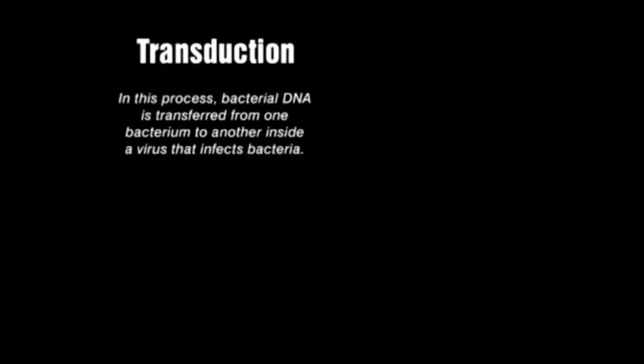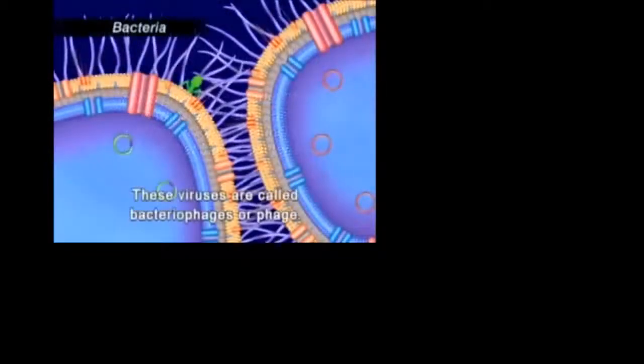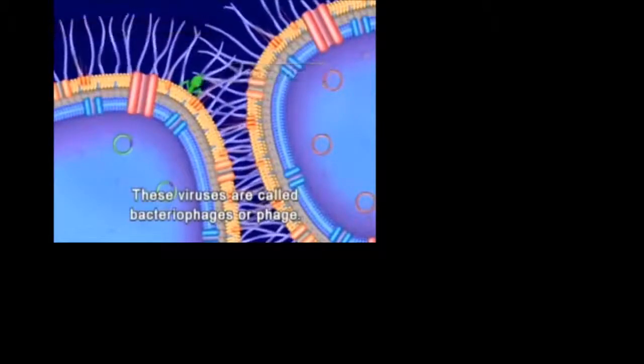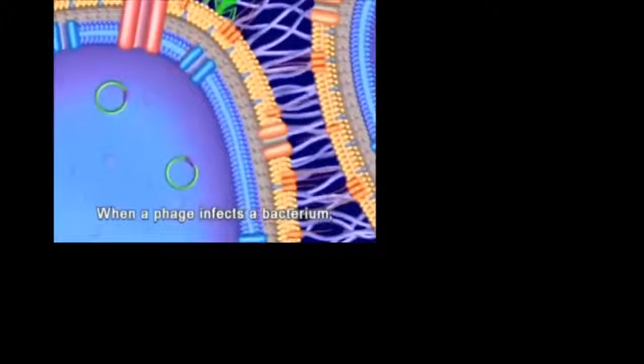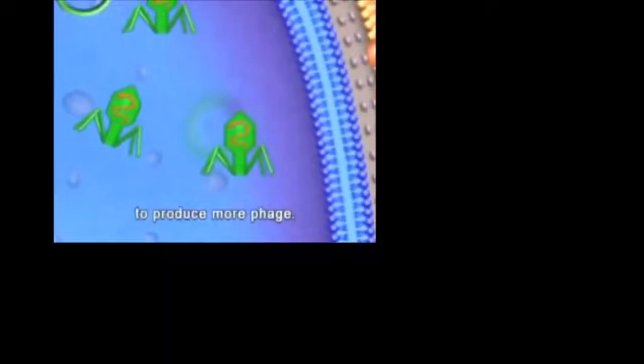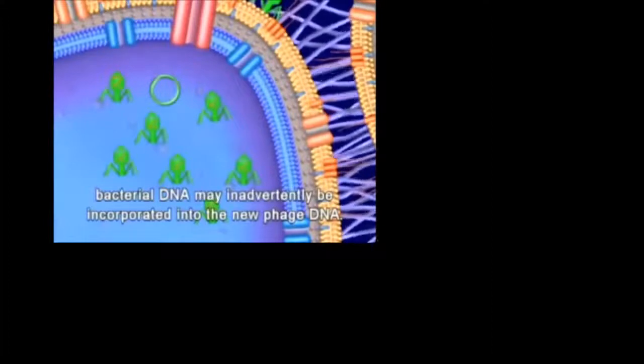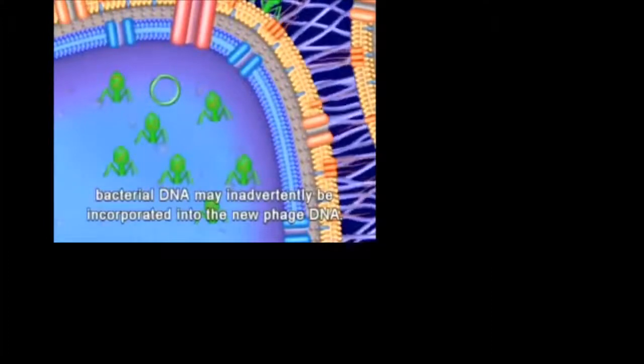Transduction. In this process, bacterial DNA is transferred from one bacterium to another inside a virus that infects bacteria. These viruses are called bacteriophages or phage. When a phage infects a bacterium, it essentially takes over the bacteria's genetic processes to produce more phage. During this process, bacterial DNA may inadvertently be incorporated into the new phage DNA.